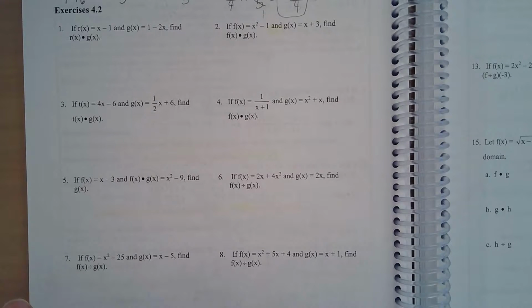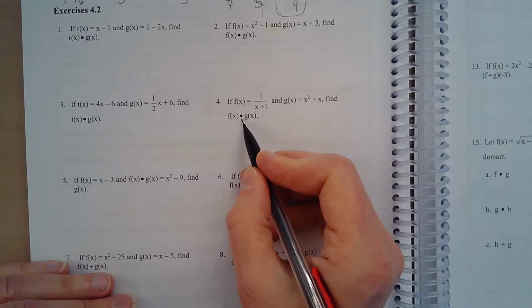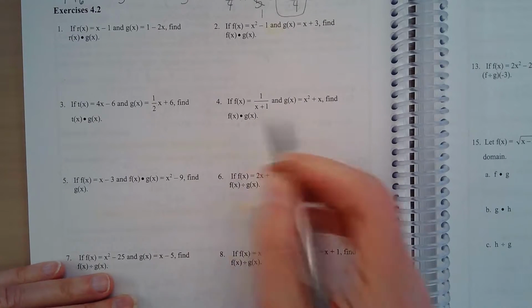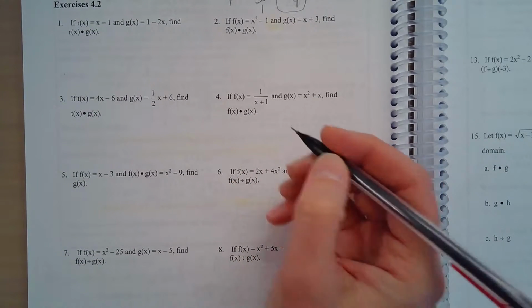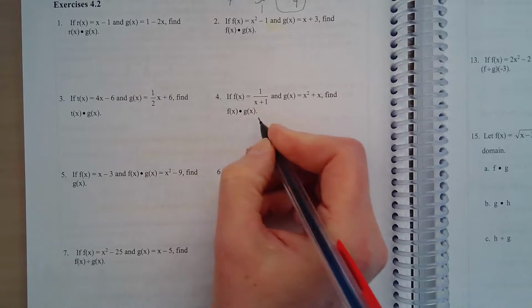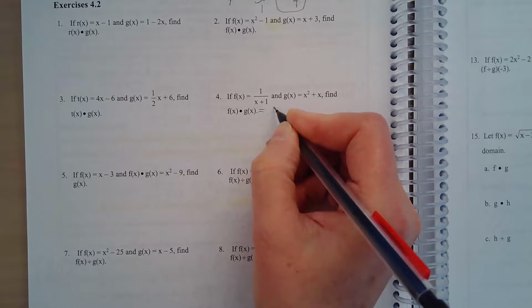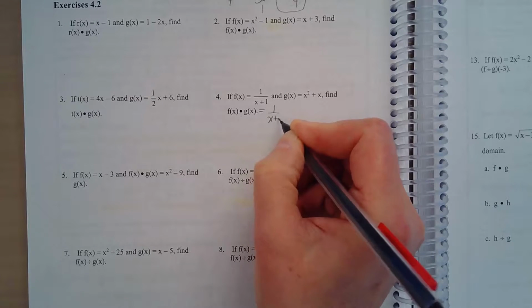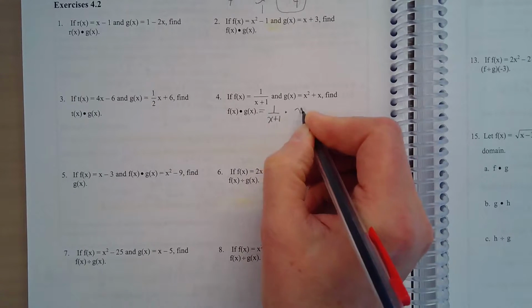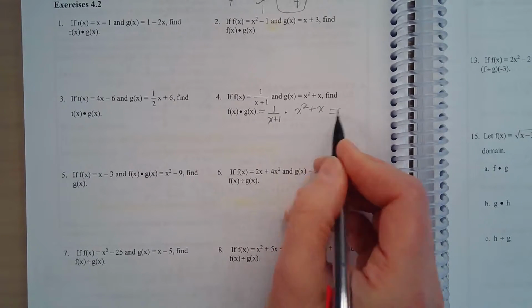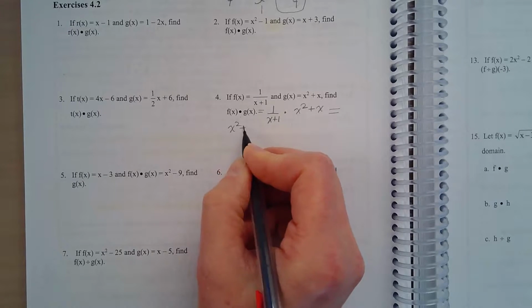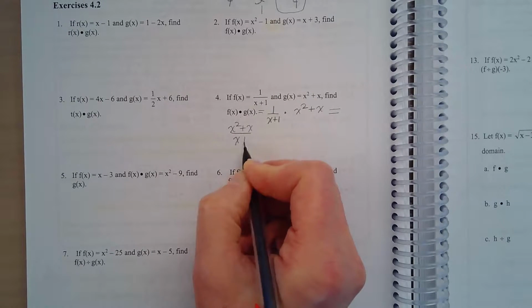Okay, it says f of x is 1 over x plus 1, g of x is x squared plus x. Find f of x times g of x. Okay, that's a multiplication symbol, right? The colored in dot. So let's see if I have enough room here. So this is going to equal 1 over x plus 1 times x squared plus x. So that's just going to equal x squared plus x over x plus 1.